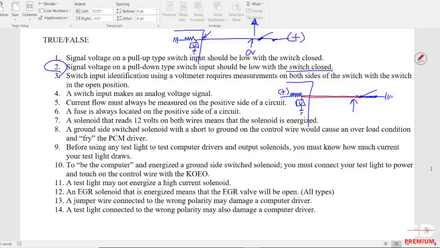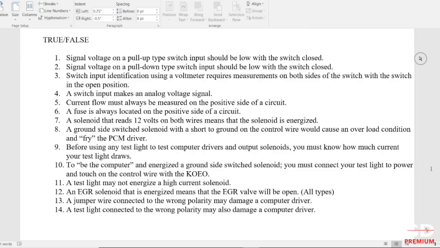From here all the way out, this entire signal wire, of course the ground too, but the signal wire is what I'm asking about. It should be low. That is true for number 2. Switch input identification is the next one. I'm asking you to identify it with a voltmeter. And if you remember the 2 designs, we'll draw these again.